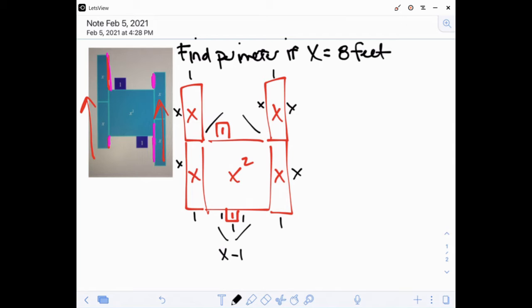Again, I've got this x minus 1 side, and that's this. Let me outline it in black. x minus 1 is this. This is x minus 1. I've also got a 1 unit side here, 1 and 1, and this side is x. Okay? I've labeled everything on my shape, and I'm going to find the perimeter, or the distance around.